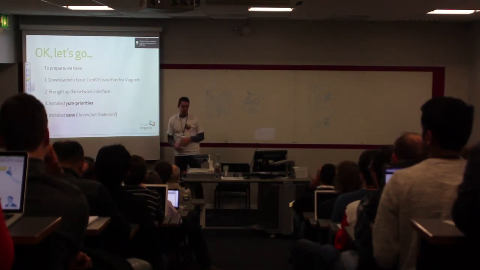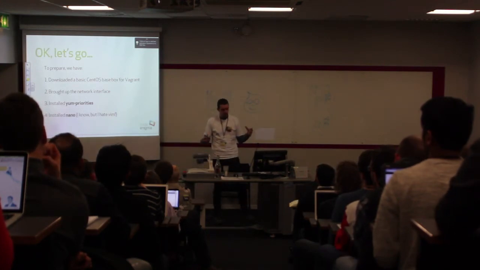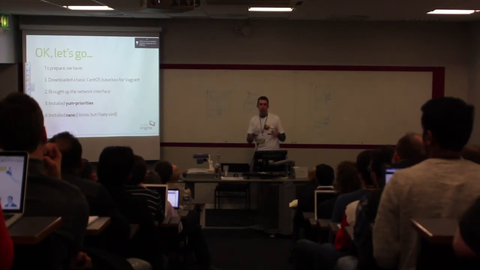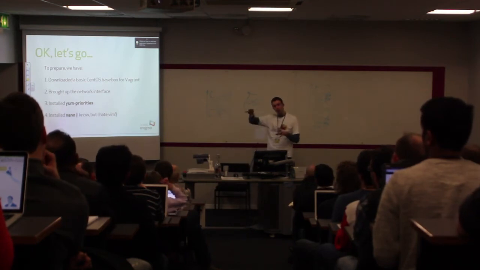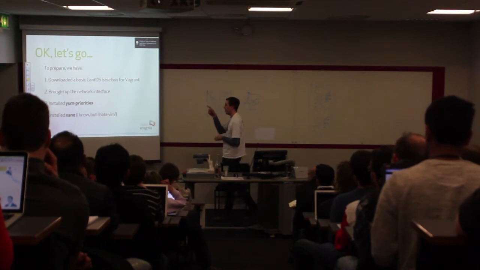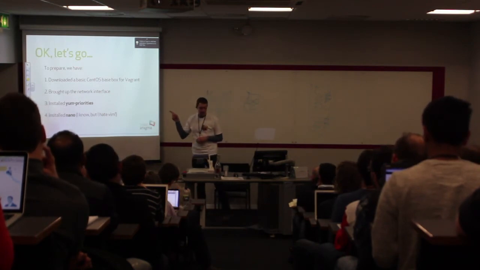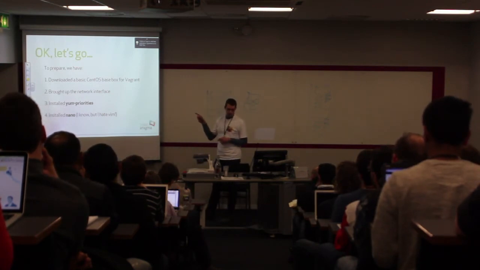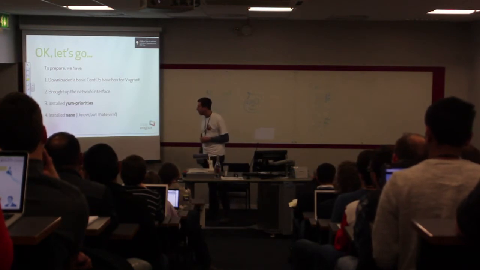So to prepare, I downloaded a basic CentOS base box for Vagrant. What Vagrant does is let you download and create base boxes that allow you to very quickly create copies of the machine. So I downloaded a CentOS minimal install base box from the vagrantbox.es website that was earlier in the slides.